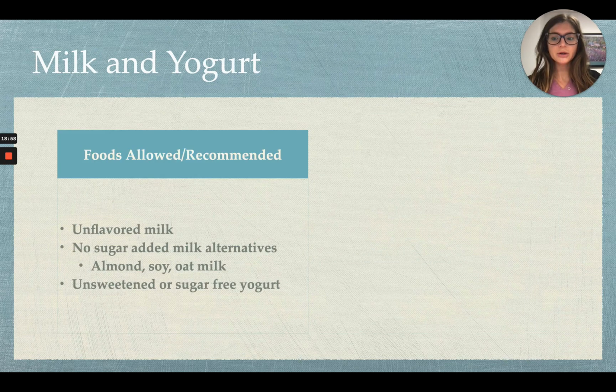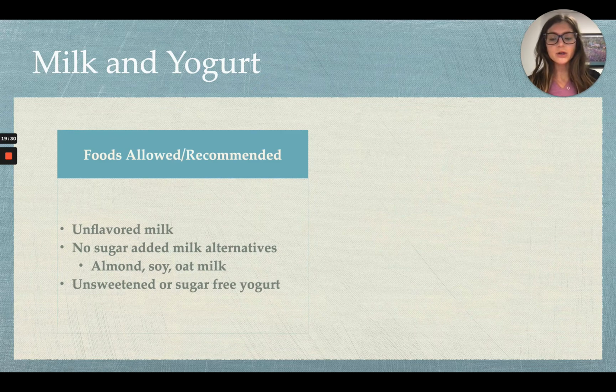Milk and yogurt. Unflavored milk of any kind is okay. Although there are naturally occurring sugars within milk, it's not a significant amount, and so that's still going to be allowed. Now, there are milk alternatives such as almond, soy, or oat milk. There are different types of milk alternatives, ones that are unsweetened and sweetened. We would want to avoid the sweetened and only consume the unsweetened milk alternatives.